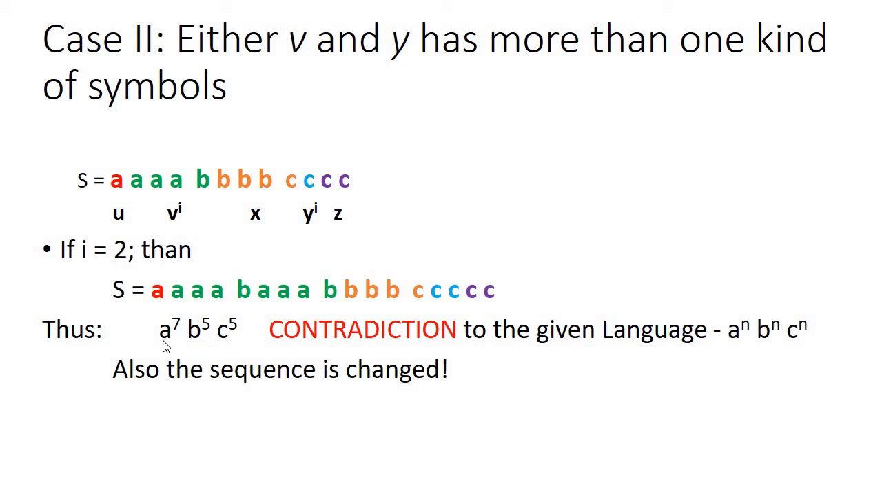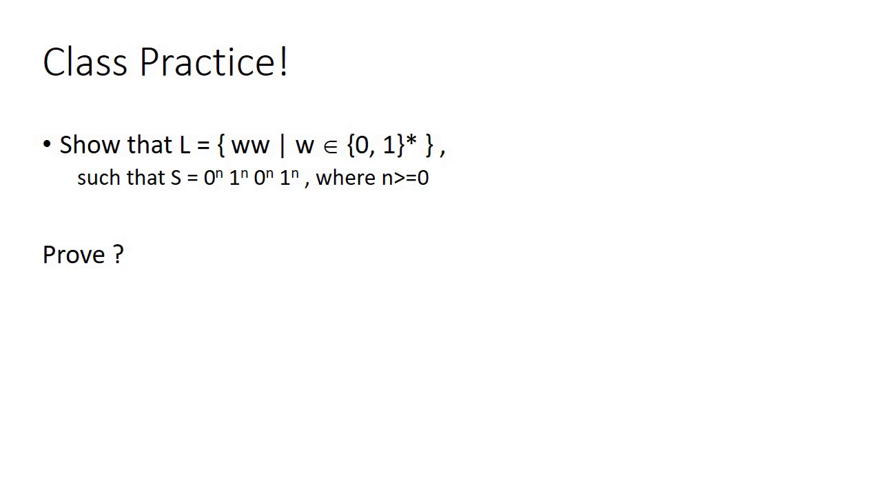So here a's are 7, b's are 5, and c's are 5. This is a contradiction to the given language. Also the sequence has been changed. The a's are in a continuous manner, but whenever b comes, the b should retain its combination. It cannot regenerate a, because the language shows that all the a's should come first, then b's, and then c's. But our pumped string gives a different sequence of characters, so it gives us a contradiction. So that is how we can implement the pumping lemma in order to prove whether the given language is context free or not.